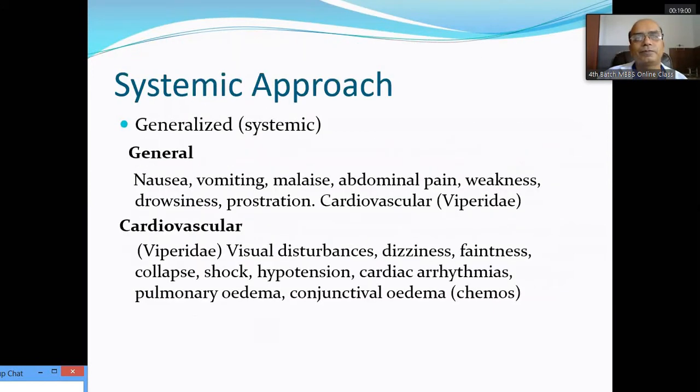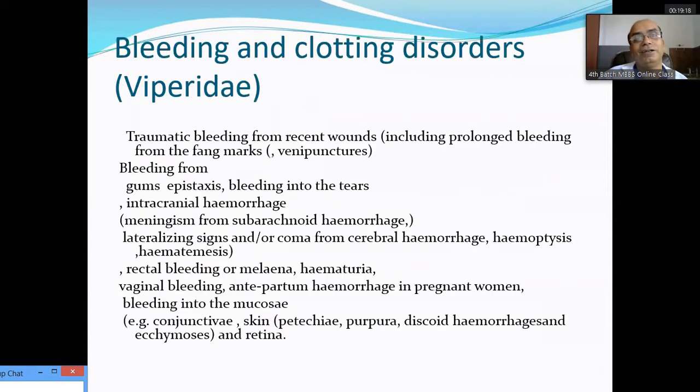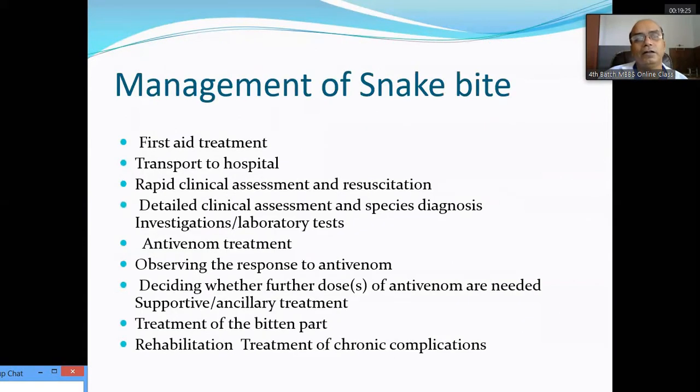problems. I have already told you some of the generalized features, but in cardiovascular conditions, the patient may have collapse, shock, arrhythmia, pulmonary edema, congenital edema, and visual disturbances, dizziness, fainting. This is a cardiovascular complication. I already told you about bleeding, bleeding disorder. These are the few steps I have already told you in between in the previous slide.